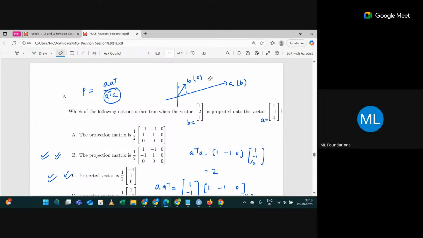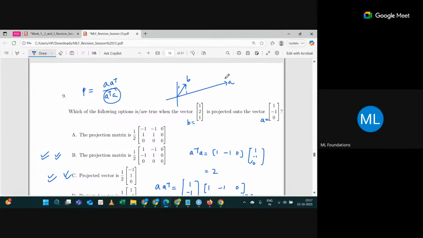You can do it vice versa, projection of A onto B, and the formula will change. Then this will be B transpose divided by B transpose B. But if you use the formula as given in the question, then we have to take this one to project on the second one, na? Yeah, B on A. Yes.